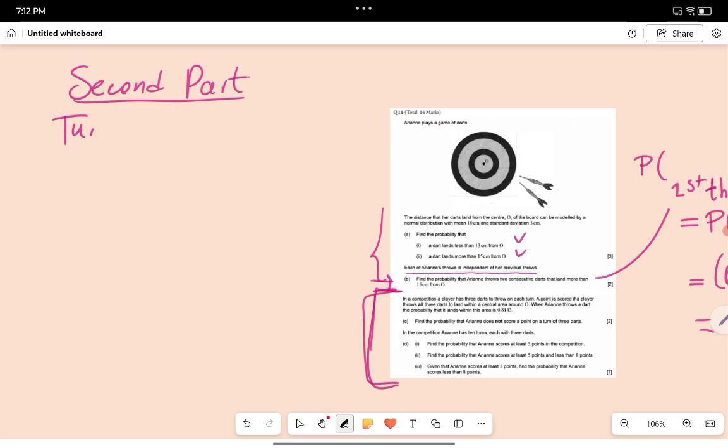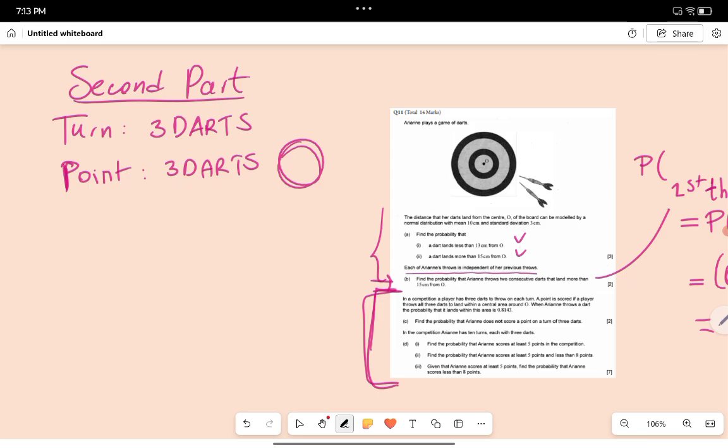So we have a turn and that consists of 3 darts. So we're going to throw 3 darts. A point is scored if a player throws all 3 darts to land within a central area around O. So we got a point when all 3 darts fall within a certain area, okay? Within a certain area.